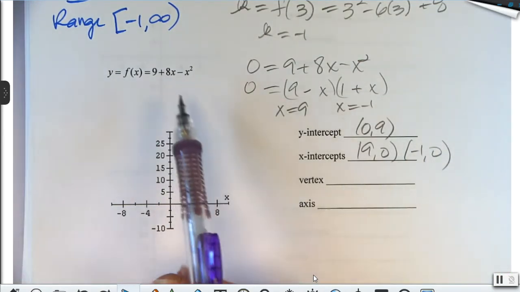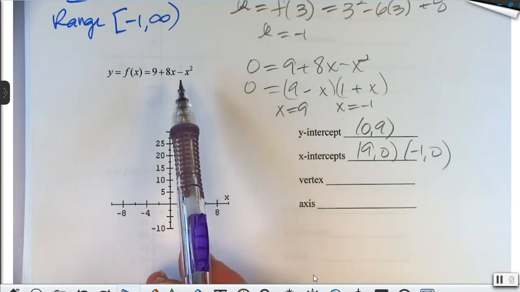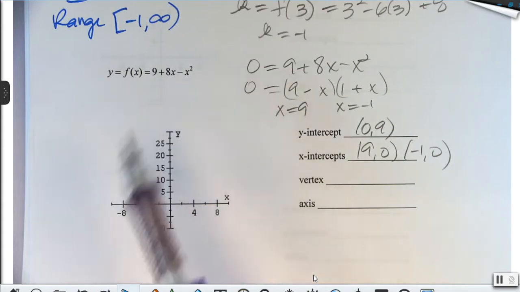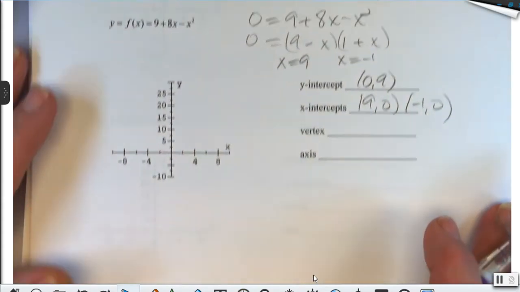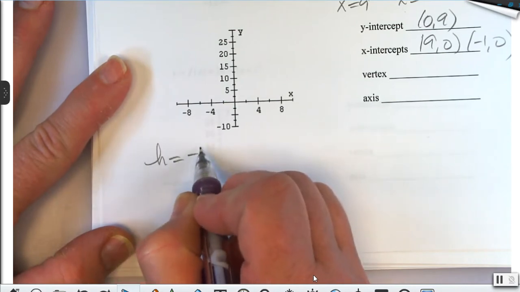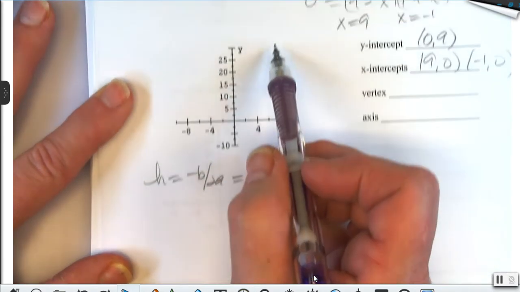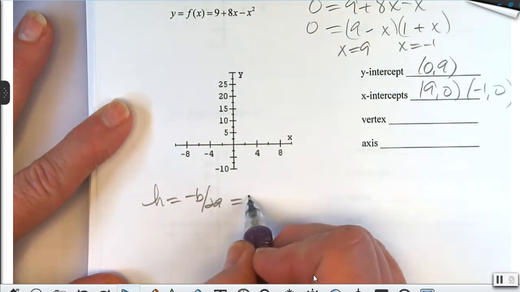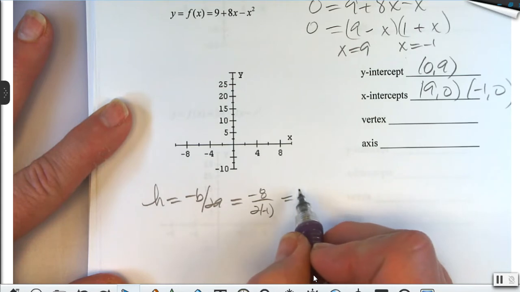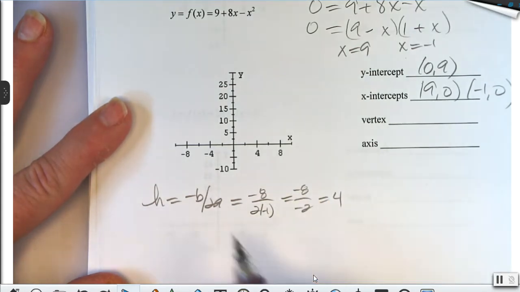Now, the other thing you want to notice about this particular parabola is I have a negative 1 x squared. What that's going to tell me is this opens downward. All right, so let's figure out the vertex. h is equal to negative b over 2a. So negative b in this case looks like a negative 8 over 2 times negative 1. So that's negative 8 over negative 2, or 4.